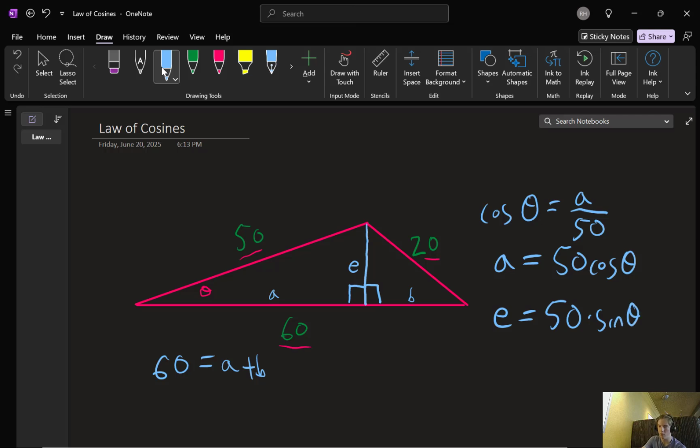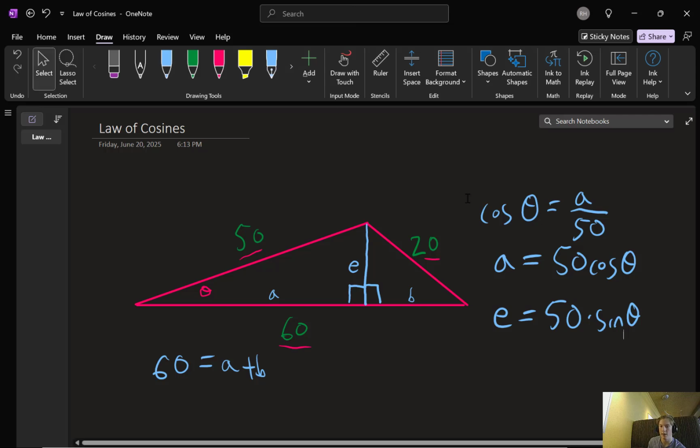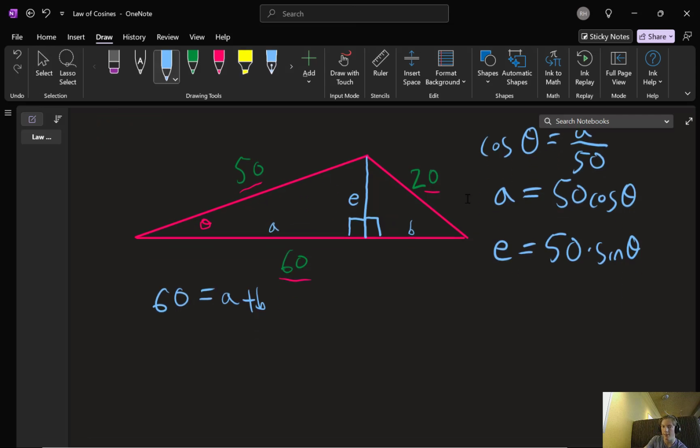theta. Now we can also use the Pythagorean theorem on this side, where we can see there's an E here, a B here, and a 20 here. And since we have the right angle here, we can say E squared plus B squared is equal to 20 squared, which we know is 400.